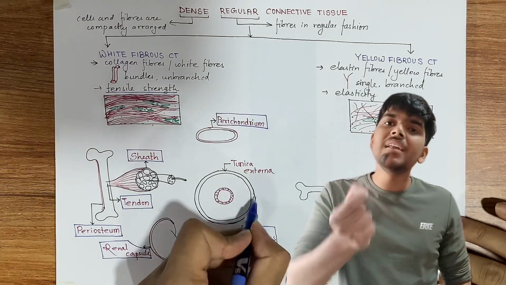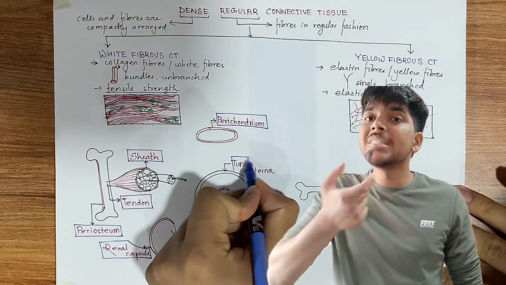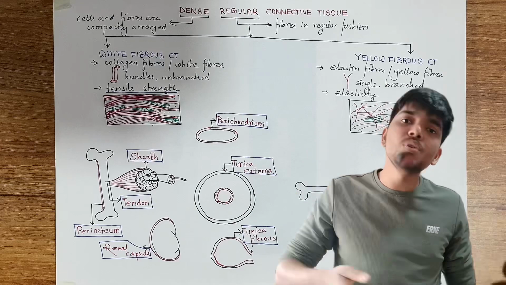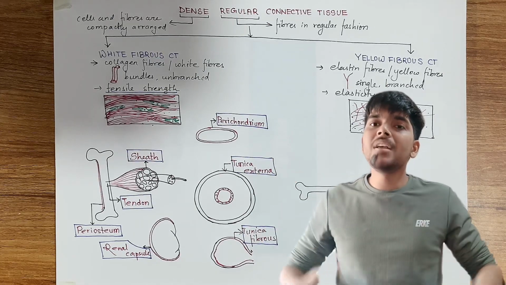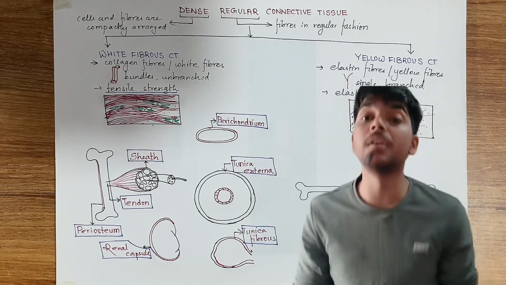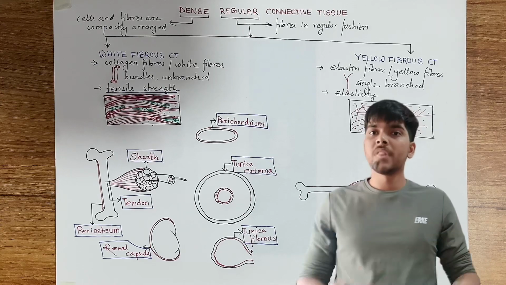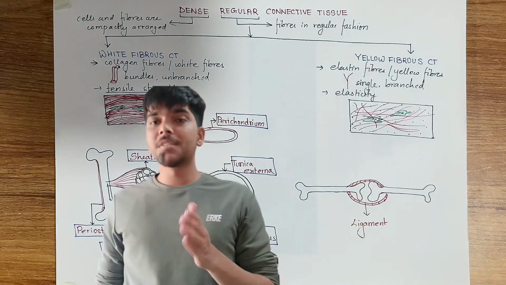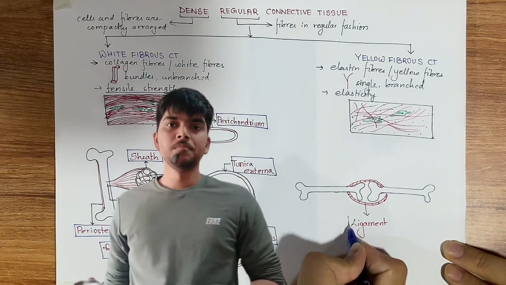And the outermost layer is your tunica externa, where tunica means layer, externa means external, which is also made up of white fibrous connective tissue. And at all these places, they are providing the function of protection. Now, in case of yellow fibrous connective tissue, it's found in ligaments.